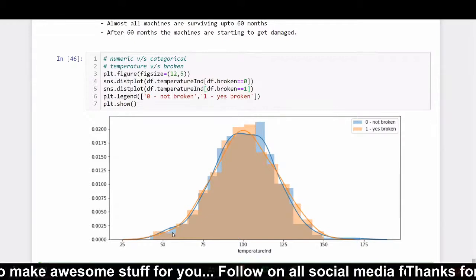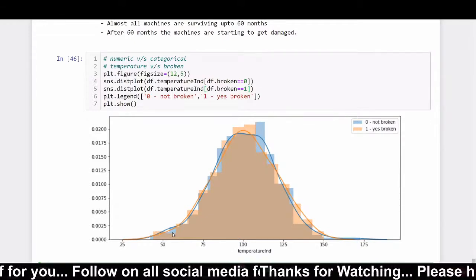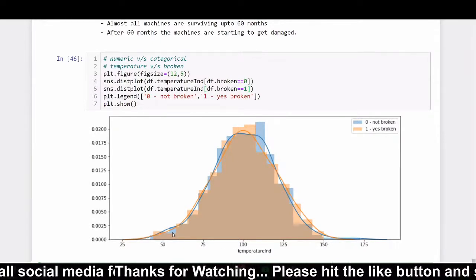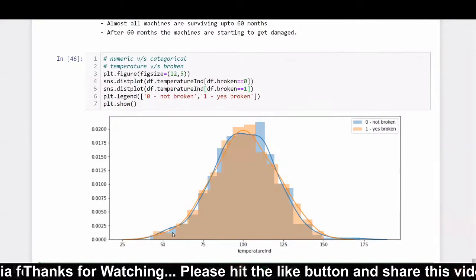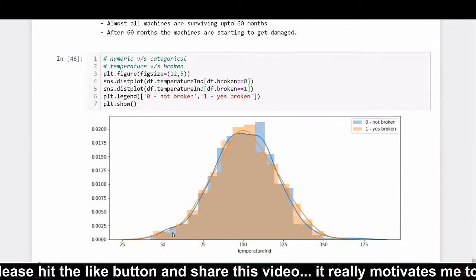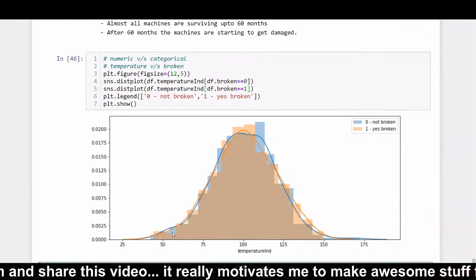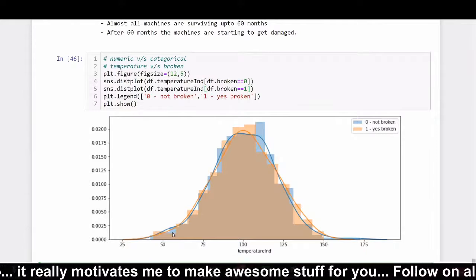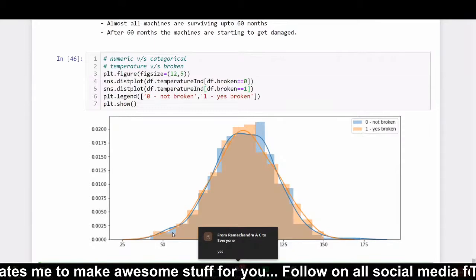The blue distribution is for the machines which are not damaged. The red distribution is for machines which are damaged. Distribution of the temperature attribute, right? So the x-axis is representing temperature, and the y-axis simply represents the probability of machines damaged or not damaged at that value of temperature. So can we say that the blue distribution and the red distribution are almost overlapping each other? Do you agree with that fact? That the blue distribution and red distribution are almost overlapping each other at every point?